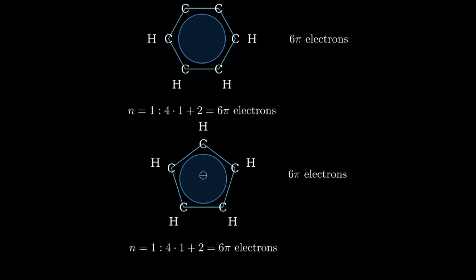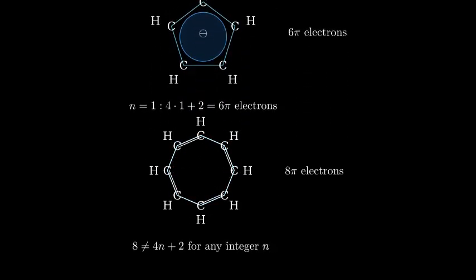Let's also look at an example of a compound that isn't aromatic, cyclobutadiene. This 8-membered ring has 8 pi electrons. According to Hückel's rule, aromatic compounds should have 4n+2 pi electrons. 8 equals 4 times 2, which does not fit our formula of 4n+2. Therefore, cyclobutadiene is not aromatic.